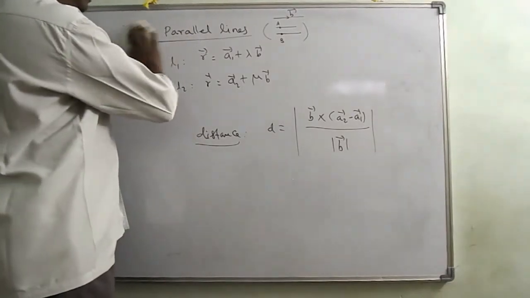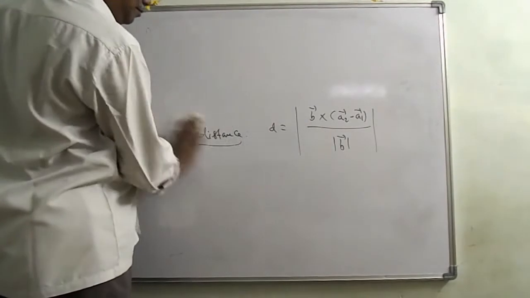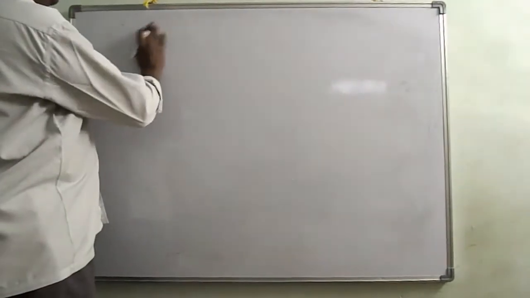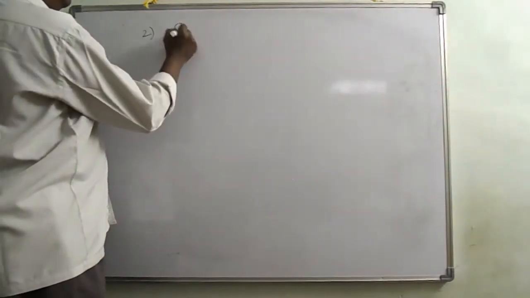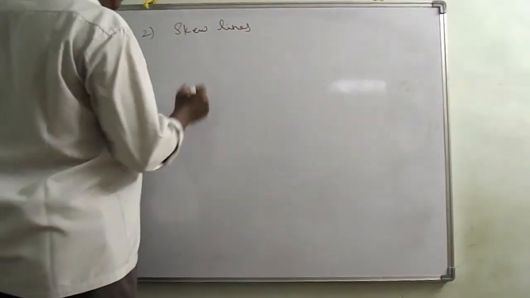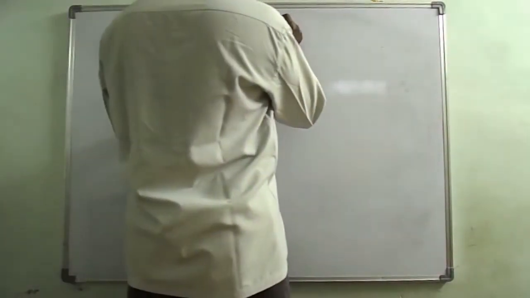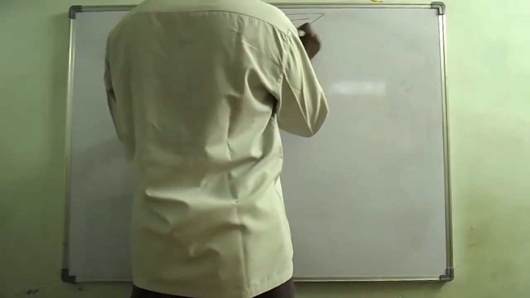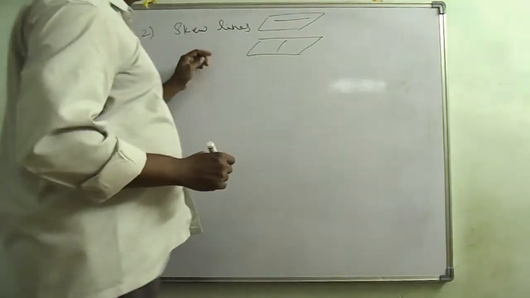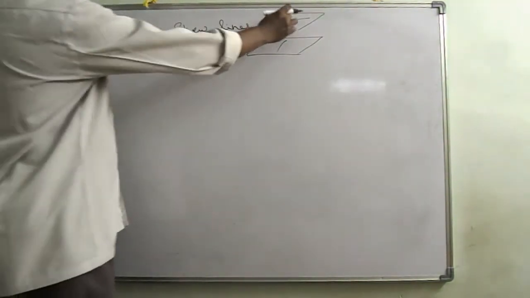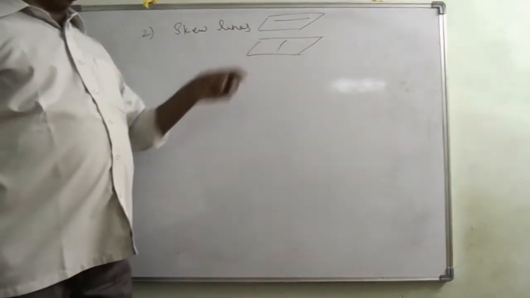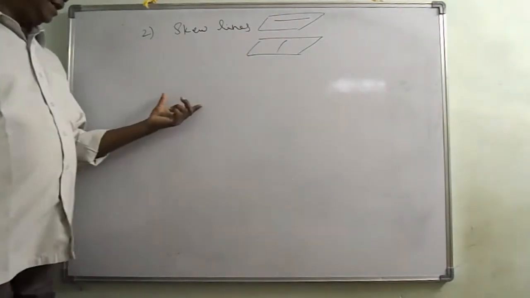The second one is skew lines. I have already told you that those lines which are neither parallel nor intersecting are called skew lines. They are contained in different planes. We cannot contain these two skew lines in a single plane, unlike parallel or intersecting lines, which we can draw on a board.